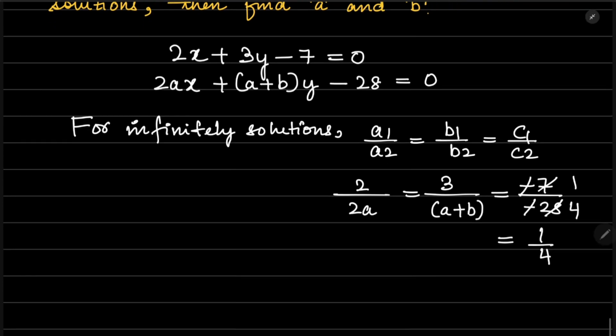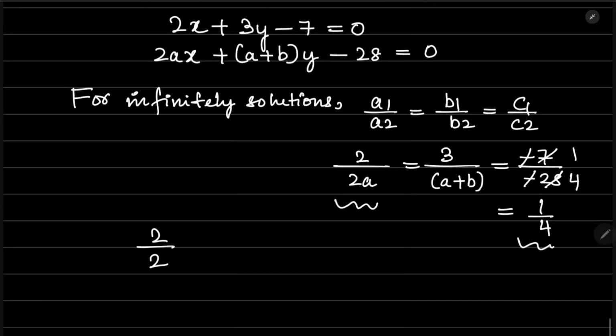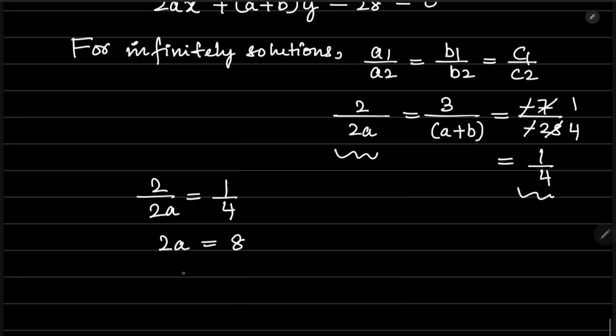Right? Okay, now let us see what we can do. In order to calculate your a, take the first and the third one. All the three ratios are equal, isn't it? So 2 by 2a equal to 1 by 4. Cross multiply. So 2a equal to 8. What is a equal to? 8 by 2, which is 4. Got it?